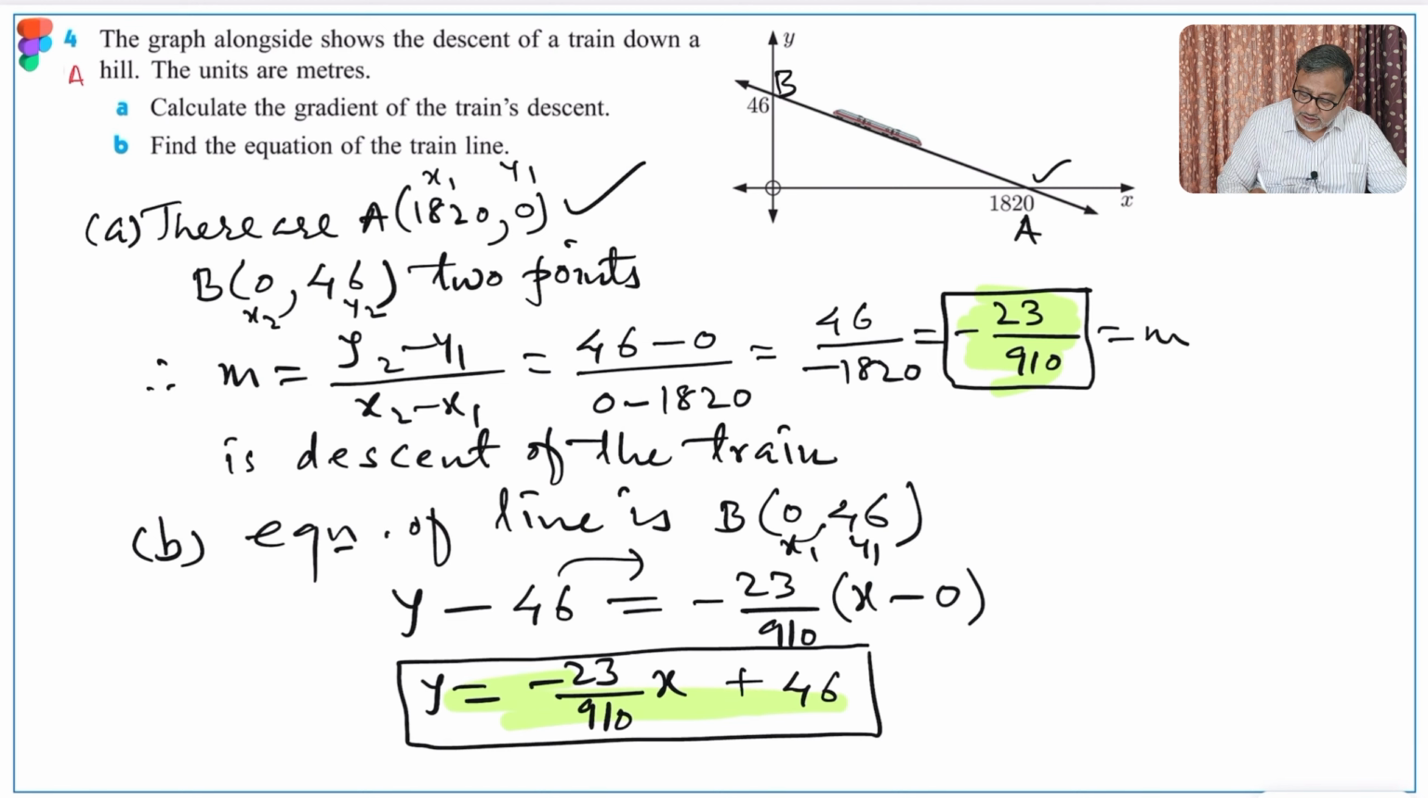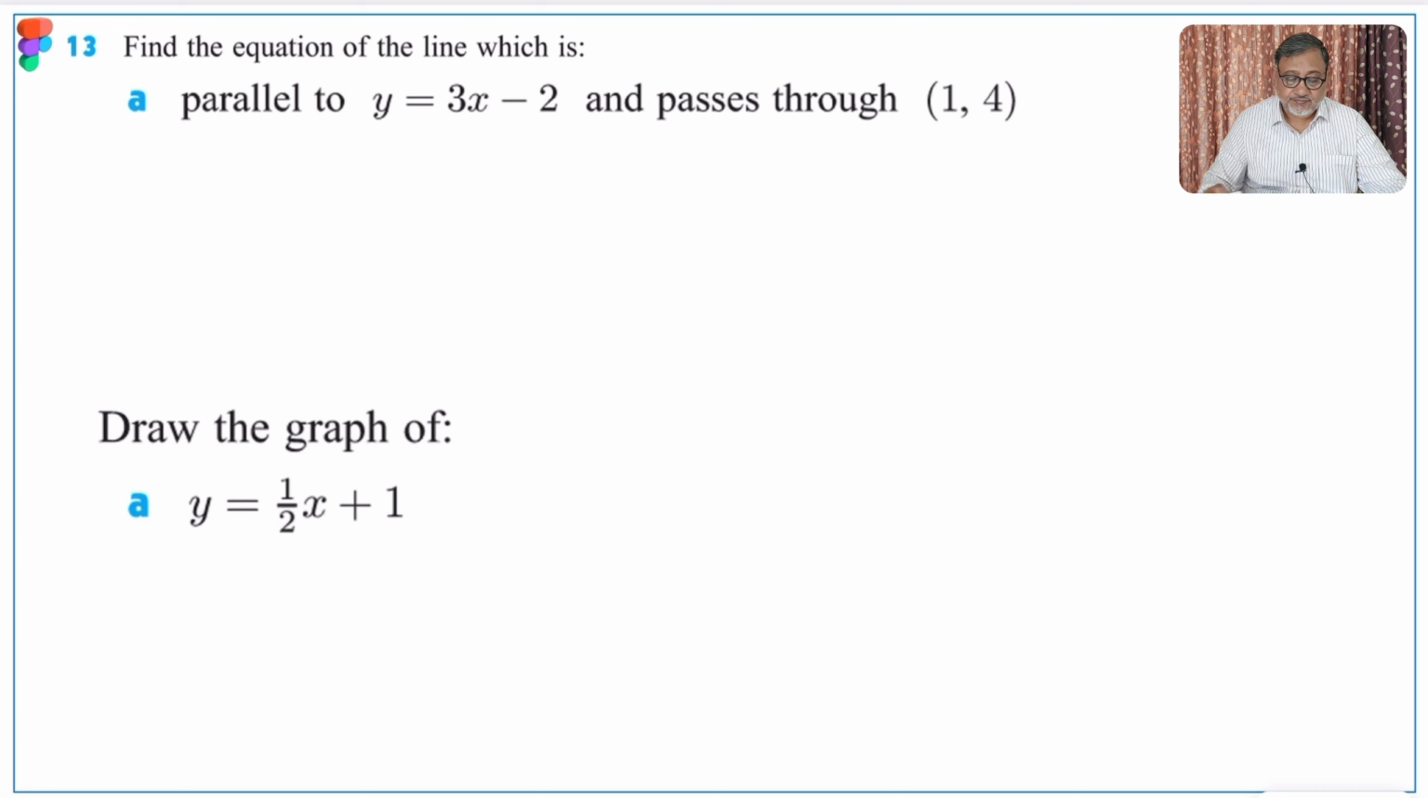Yeah, there was nothing difficult. You all know about it. So we'll go fast, right? Okay. Next question says find the equation of the line which is parallel to this and passes through this. See, parallel and perpendicular line, let us see.